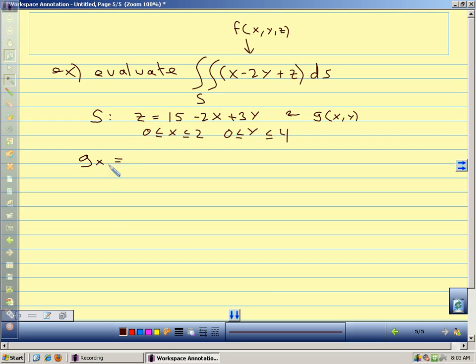All right, so we need our partial derivatives. So g sub x equals what? Negative 2. g sub y is 3. So our ds, our increment of area, a little piece of area, is going to be the square root of 4 plus 9 plus 1, equals the square root of 14, and we have dy dx.